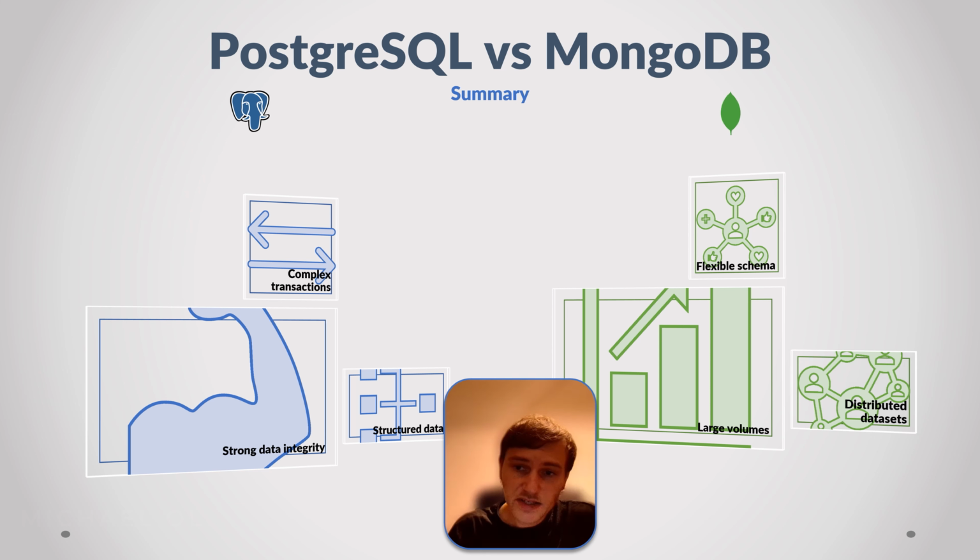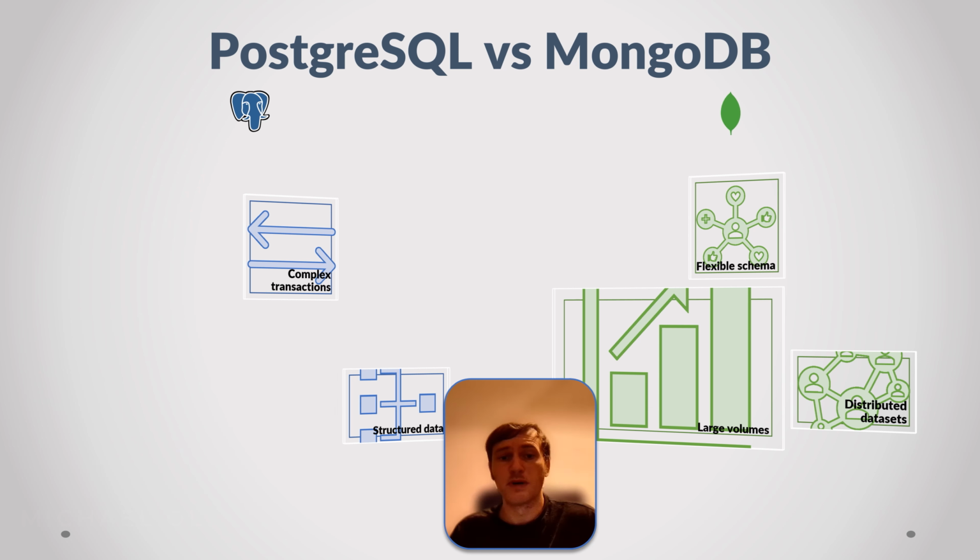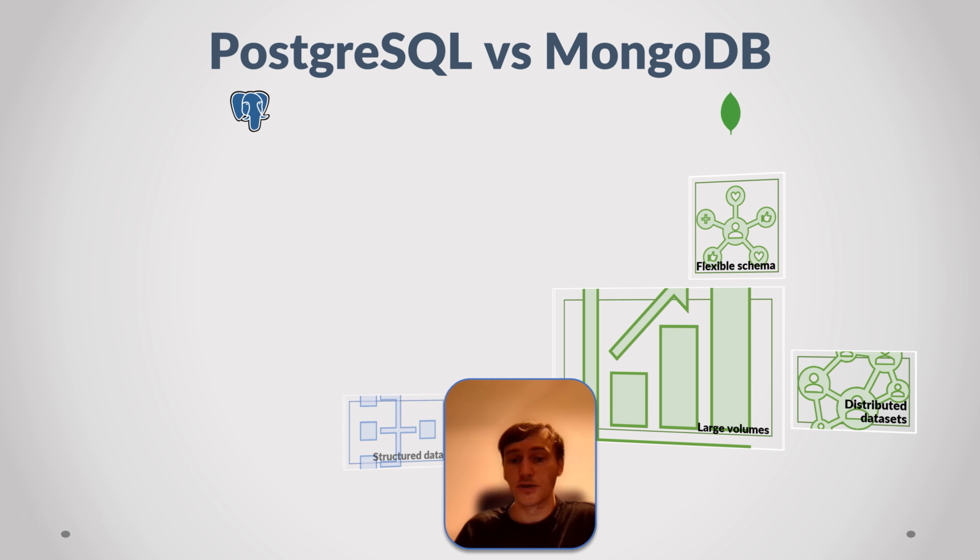For a chat application, which often involves large volumes of text and media data, you might benefit from a flexible schema. MongoDB can be a good choice.